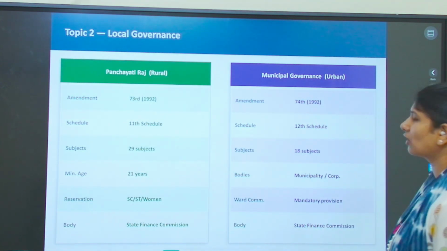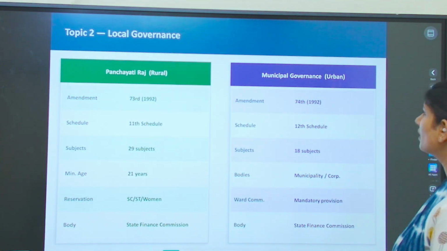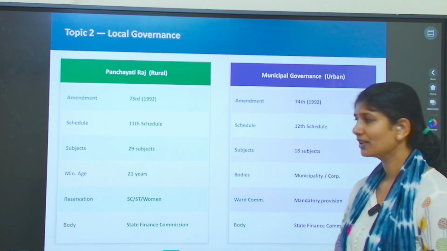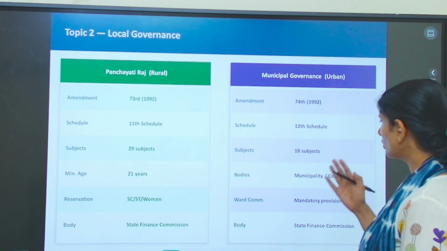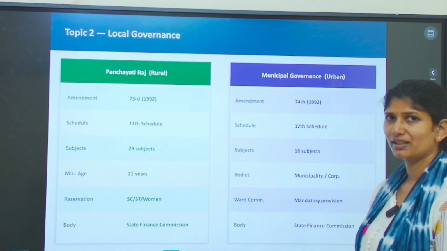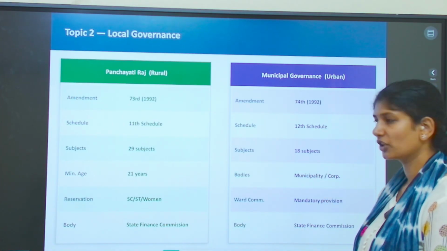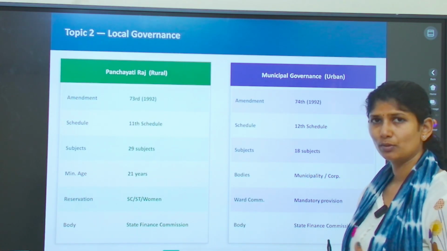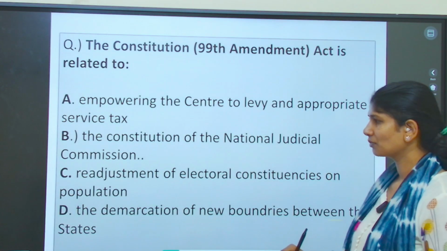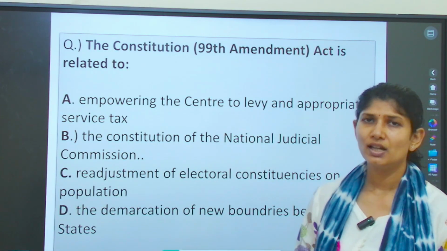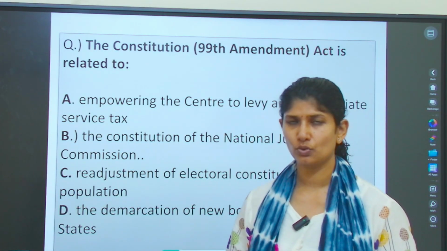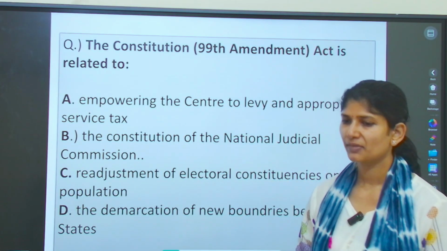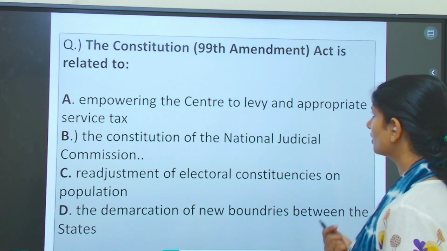Next, municipal governance is for your urban areas. The amendment is the 74th Constitutional Amendment. The 12th Schedule was added. 18 subjects were brought about. Many municipal bodies were created based on size and population. And they also kept the concept of ward committees, which were very important. And also the same thing, devolution of funds from your state to your municipalities or local bodies through the State Finance Commission.